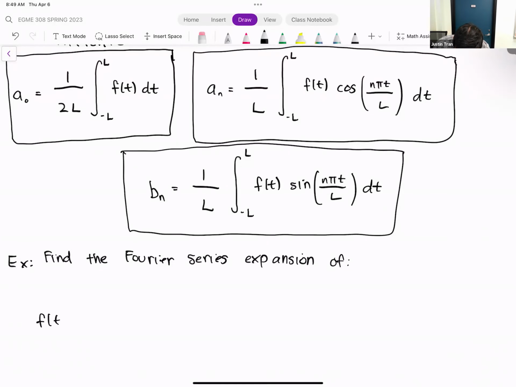And so we have f of t, and I'm going to represent it as a discontinuous function. So we have three different zones here. And so in the first zone, f of t is going to be 0. This is going to be from -2 less than t less than -1. Okay. Let's say f of t here is equal to 7 for -1 less than t less than 1. And then it's going to be 0 again from 1 less than t less than 2.